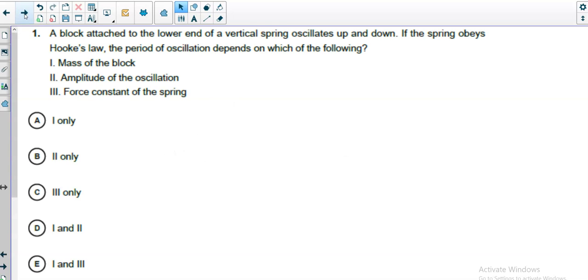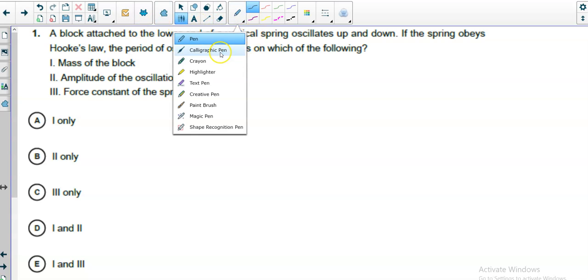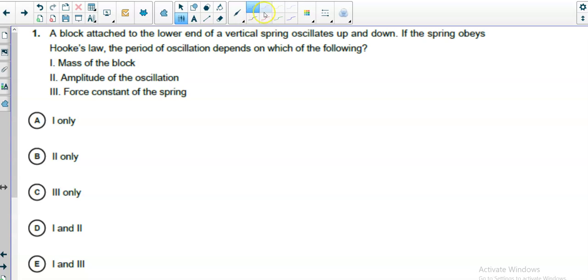A block attached to the lower end of a vertical spring oscillates up and down. If the spring obeys Hooke's law, it means it's a normal spring like we've studied, no big deal. The period of oscillation depends on which of the following? So, not to jump in all equation-y on you right away, but if we take a look at the equation for the period of a spring, this is one that you're given on your equation sheet, it is 2 pi times the square root of, I believe, m over k.